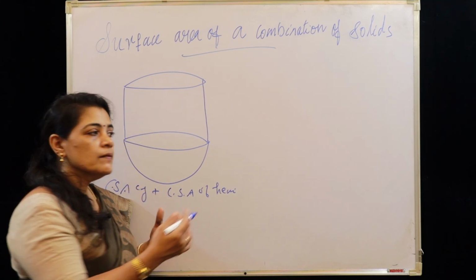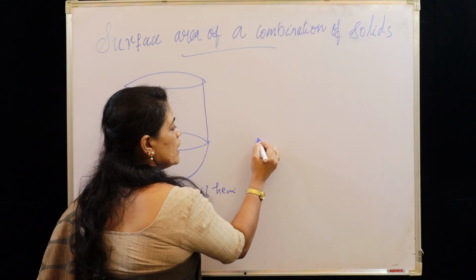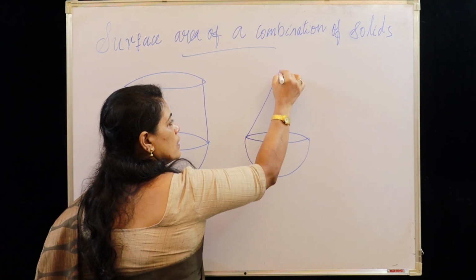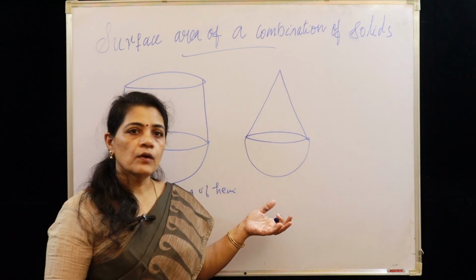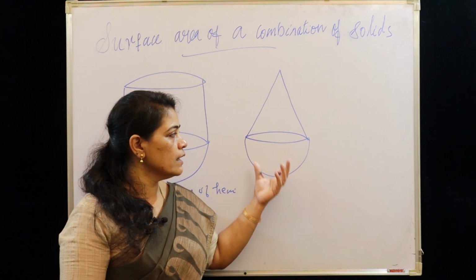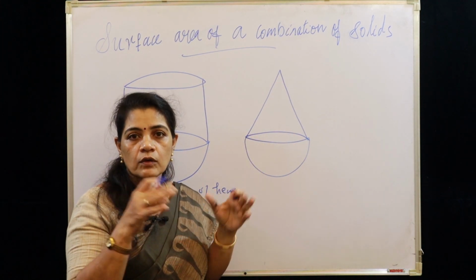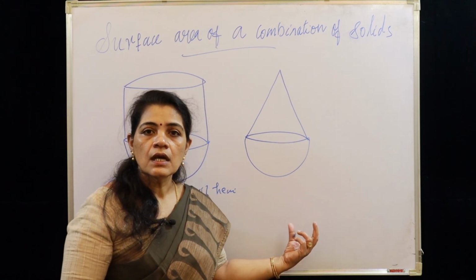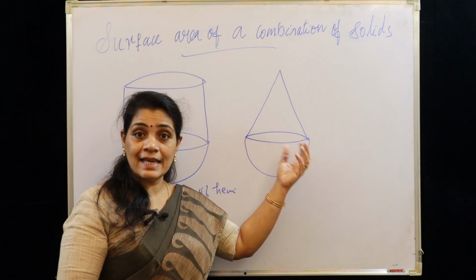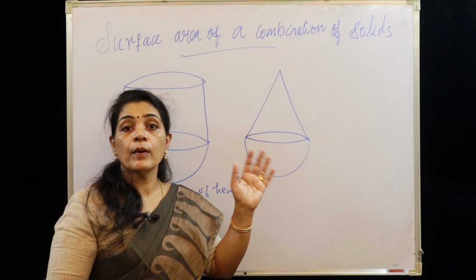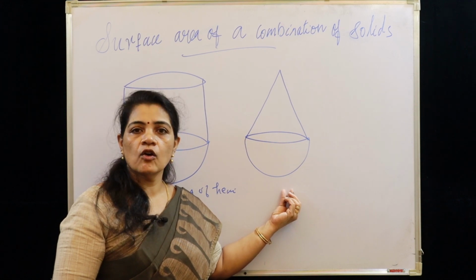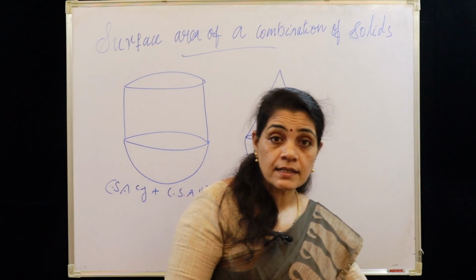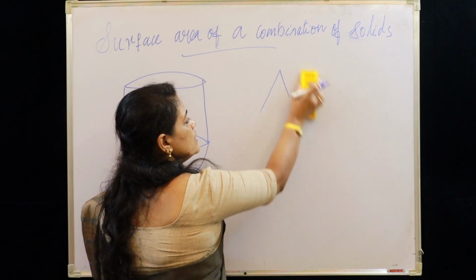Understood? And sometimes it may be of this type. Here, instead of a cylinder, it may be a cone. In the second figure, it is very clear a conical portion is surmounted on the hemisphere. And how to find the TSA of this solid? Find the CSA of the cone, that is pi RL, plus CSA of the hemisphere. Is it clear, children?